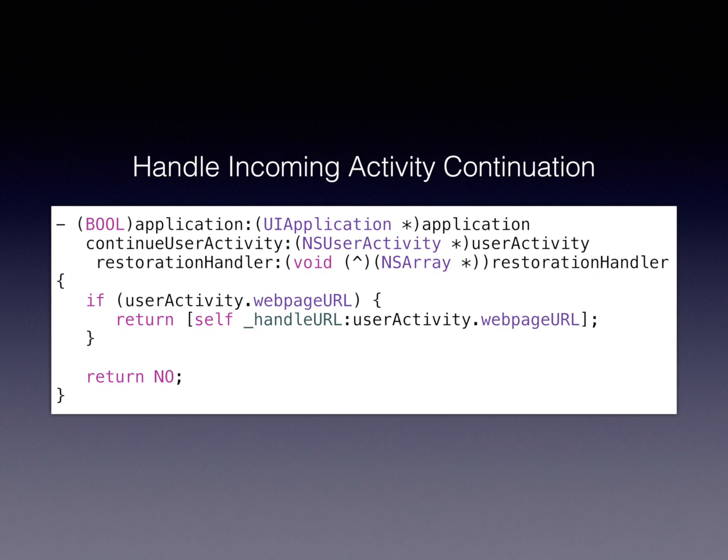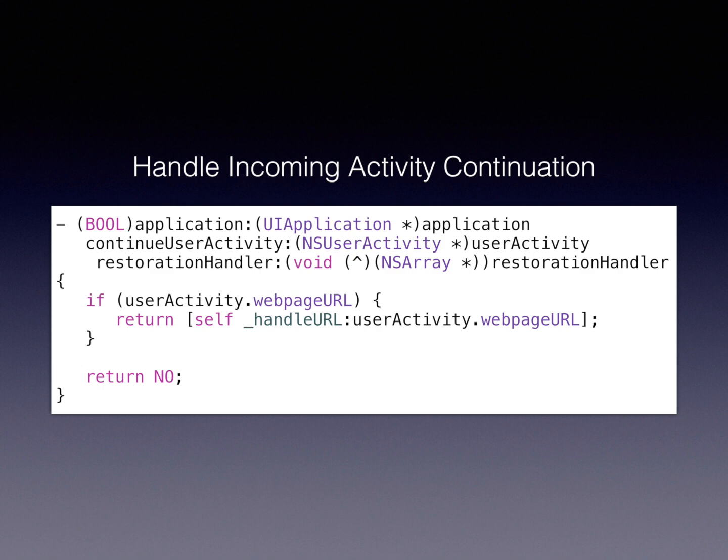If there were some more complicated things to hand over, I could also use this restoration handler and then restore my view hierarchy with that. But in our case, since one app or website doesn't need anything else to hand over than the URL, I don't need that. I just handle the URL.